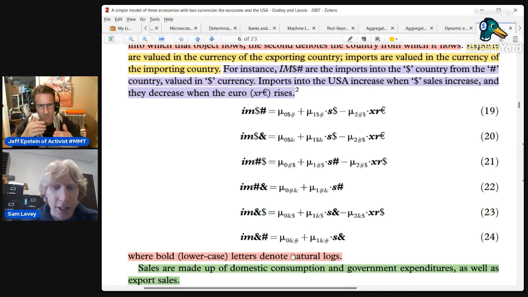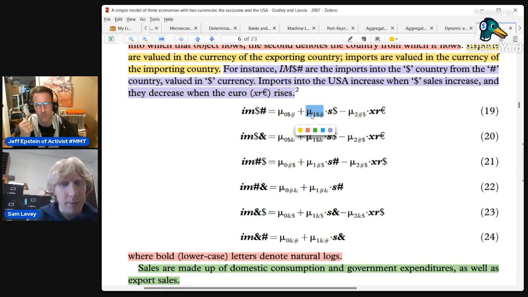But the short version is natural logs are closely related to percentages. And so this is kind of trying to tell you that these are in percentages, not just dollars. So what it's trying to say is, rather than sales going up by $1, what if sales go up by 1%? Then your imports would go up by this many percent. Okay. There's some math behind that, but if you're willing to accept that, then that's what you need to know.